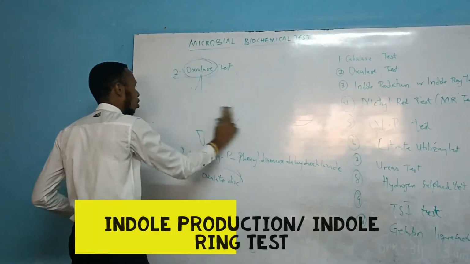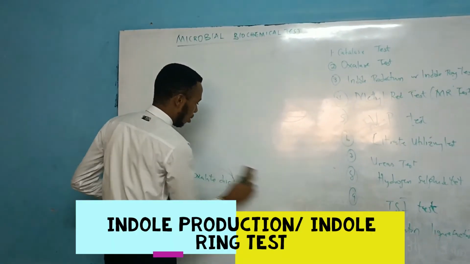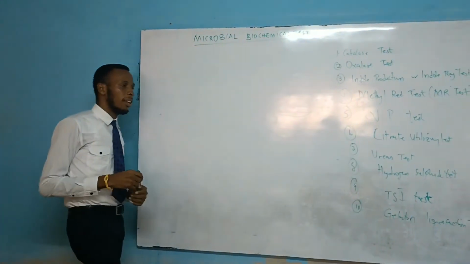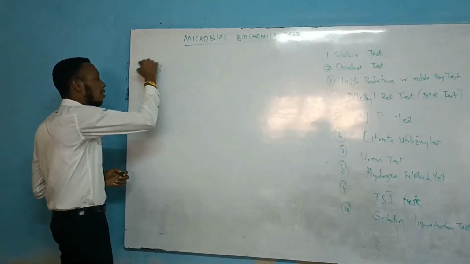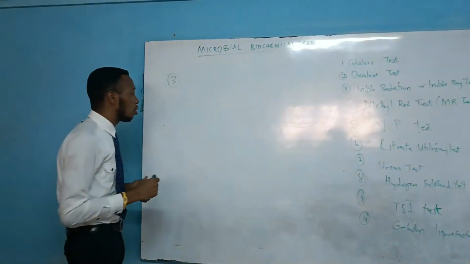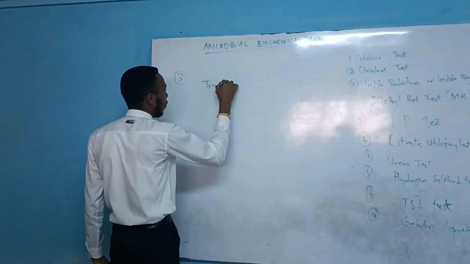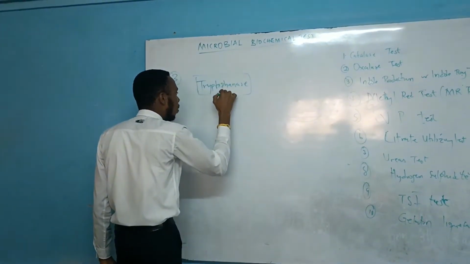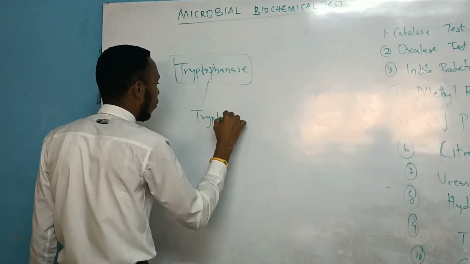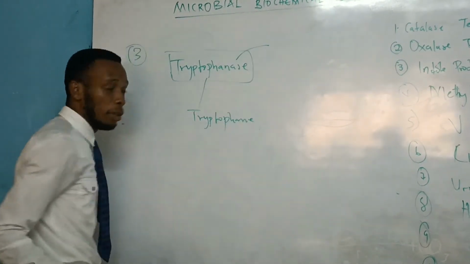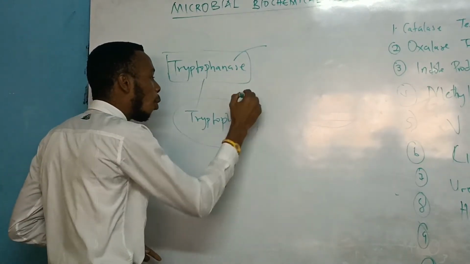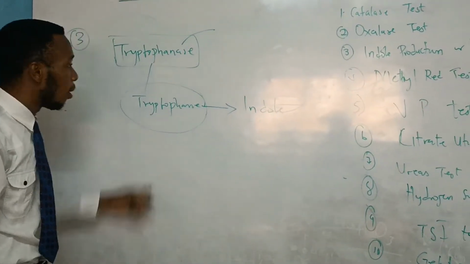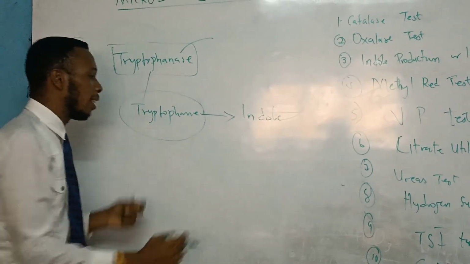Now let's go to the third biochemical test, which is the Indole Production, or the Indole Ring test. In an Indole Production test, there are certain bacteria that are able to produce tryptophanase, an enzyme produced by a particular bacteria. In the presence of tryptophan, it converts this tryptophan into indole. That's where the name comes from, Indole Production.